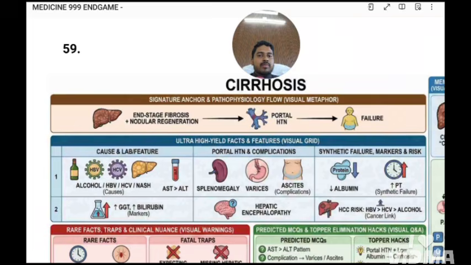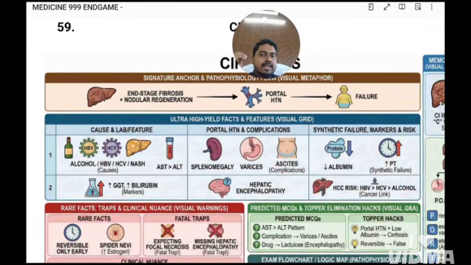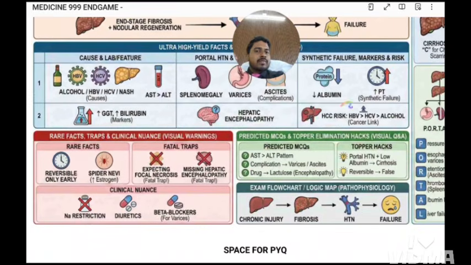Next, what is the triad of portal hypertension? Very good. This triad you should remember. One is splenomegaly, second is esophageal varices, which can lead to hematemesis, and third is ascites. So this is the triad of portal hypertension. Complication is hepatic encephalopathy. Next, synthetic failure. So liver function is assessed by two important lab parameters. One is albumin, which will decrease if liver cell is failing, and second is prothrombin time, which will increase because clotting factors will decrease.